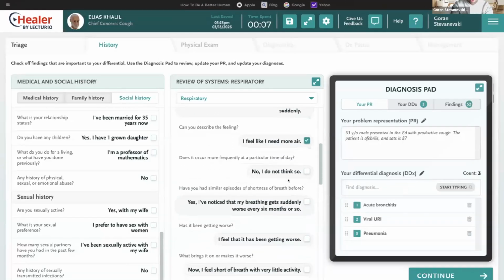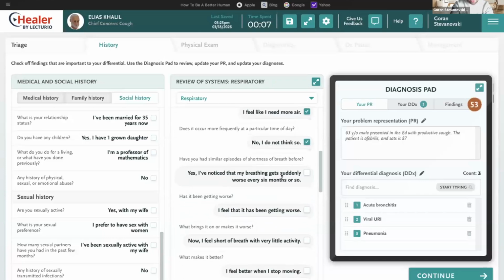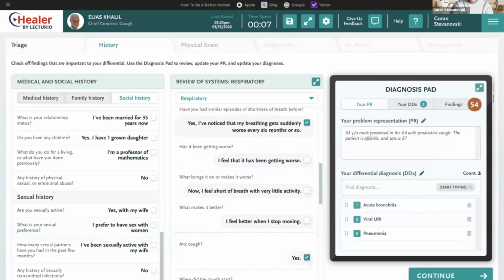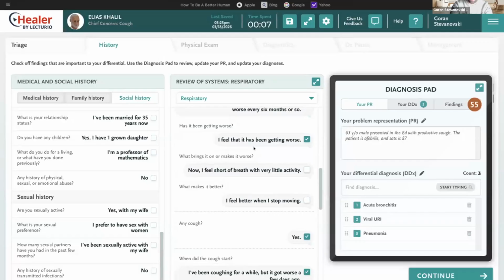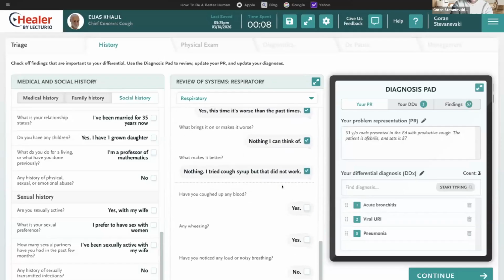He feels like he needs more air, by describing the feeling. It doesn't happen more frequently at a particular time of day. And his breathing gets suddenly worse every 6 months or so. So he is decompensating at times. And he feels better when he stops moving. This is everything that we saw earlier.